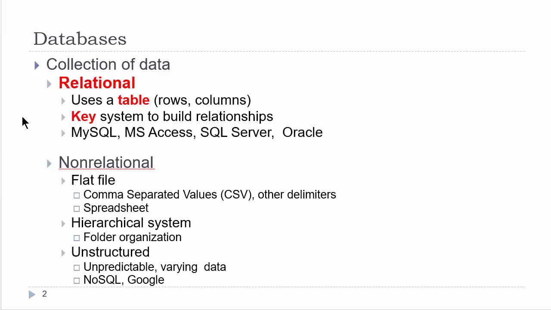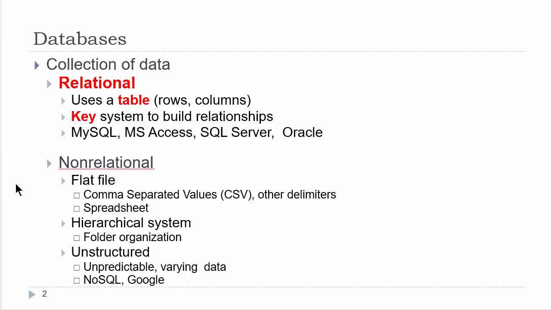Some examples of relational databases: MySQL, Microsoft Access, SQL Server, and Oracle. Most of the databases used in the industry are relational. However, it is possible to work with a non-relational database. A non-relational database can be a flat file, such as a comma-separated value file.